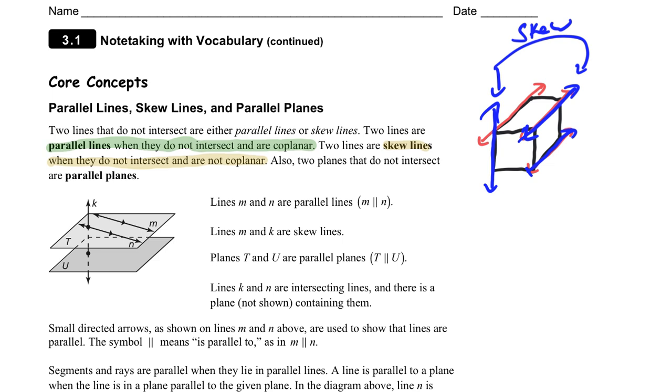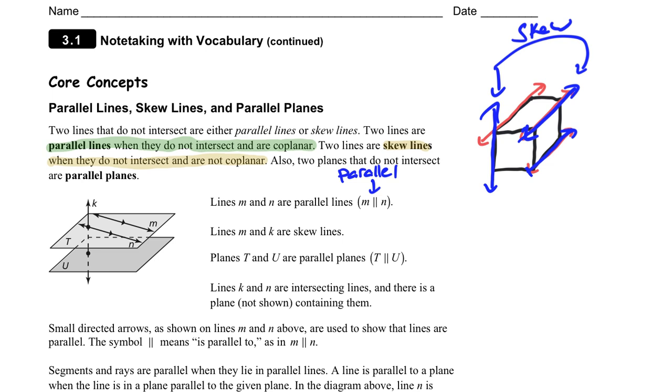Now they do give us an example over here on the left in the gray picture that shows lines M and N are parallel. Now this is called the parallel symbol right here. I'm going to show you this symbol. Two vertical lines, this is the parallel symbol when you're writing it. Just like we had perpendicular, was like an upside down capital T. So that's how we say lines M and N are parallel to each other.